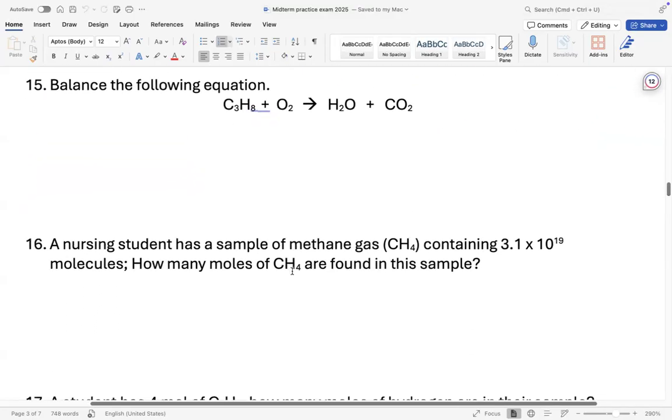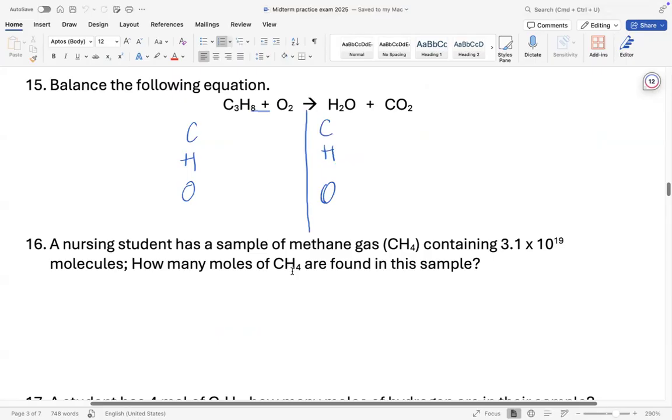Number 15 tells us to balance the equation. Like I said, my golden rule for balancing is to draw a line where the reaction arrow is, list the elements in the same order on each side, and do an initial count.